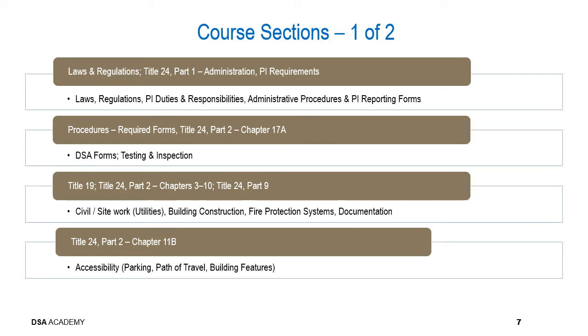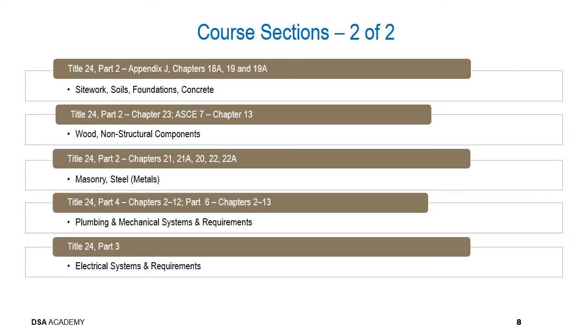And then we'll jump down into the next module for Title 24, Part 2, which is the CBC, Chapters 3 through 10, as well as Title 24, Part 9. And this will include areas for civil and site work, utilities, building construction, fire protection systems, and then also the documentation for those items. And then Title 24, Part 2, Chapter 11B, will go through some items for accessibility, and that will be parking, path of travel, and then building features.